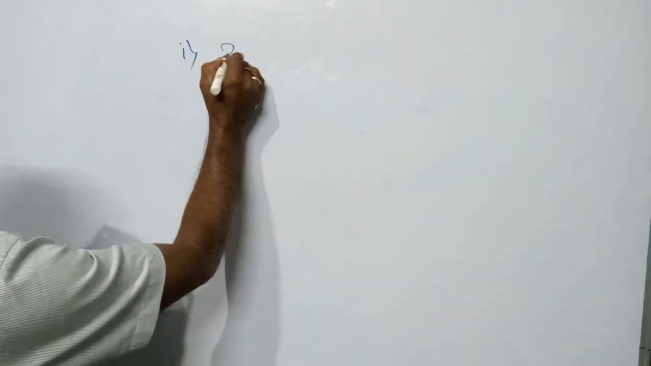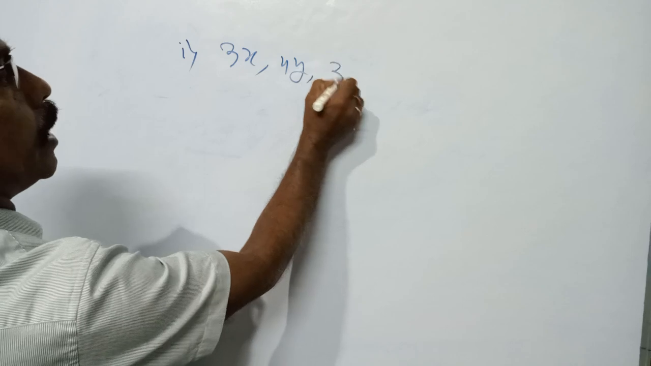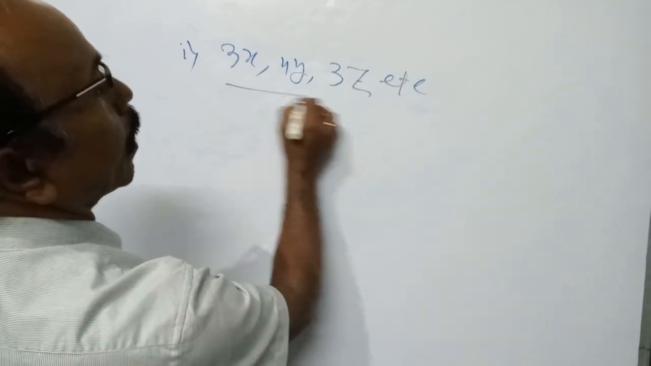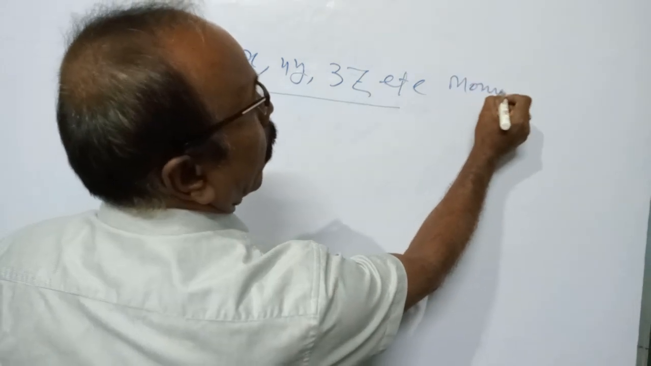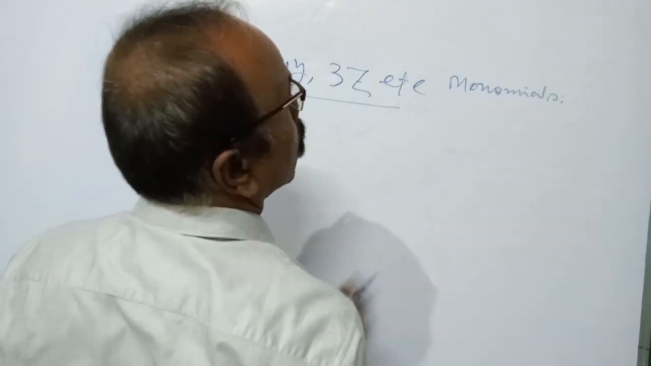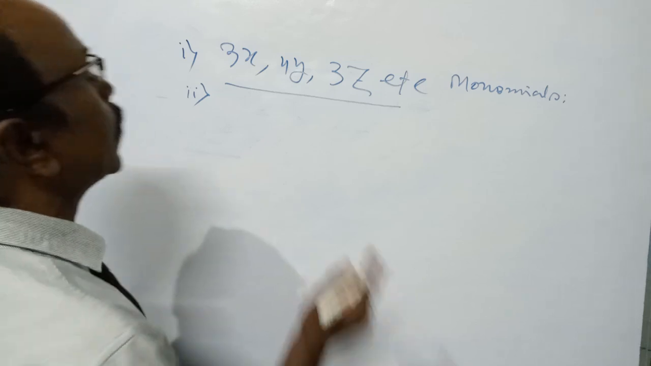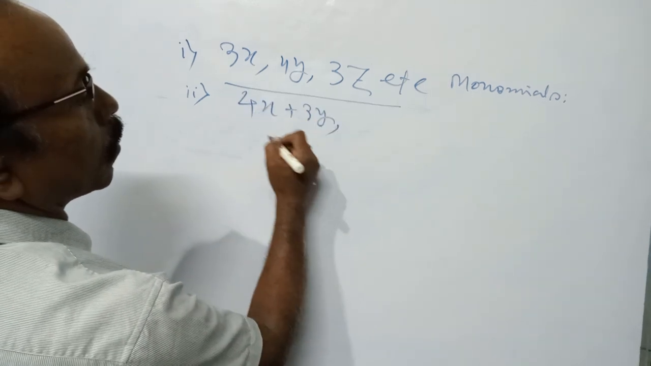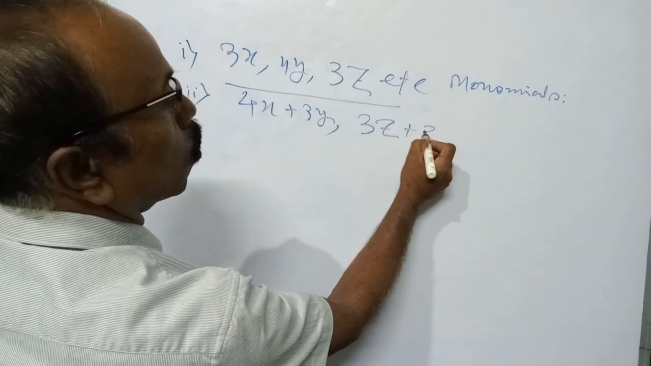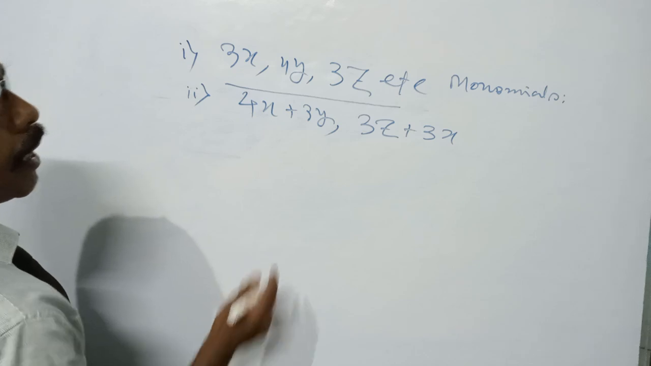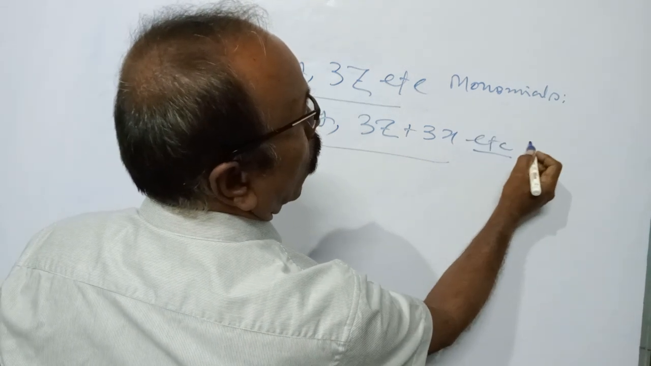My dear student, there are three types of algebraic expression: monomial, binomial and trinomial. Whenever the algebraic expression has only one term, such as 3x, 4y, 3z, etc., am I clear? This is a monomial. Similarly, whenever the algebraic expression has two terms, that is a binomial, such as 4x plus 3y, 3z plus 2x, or 3x, etc. This is called a binomial.